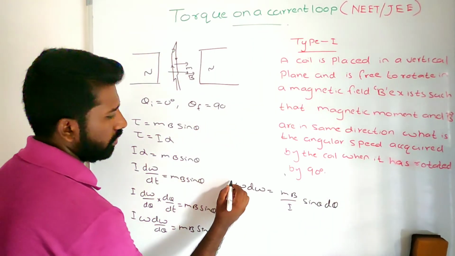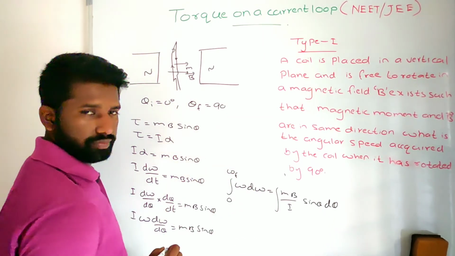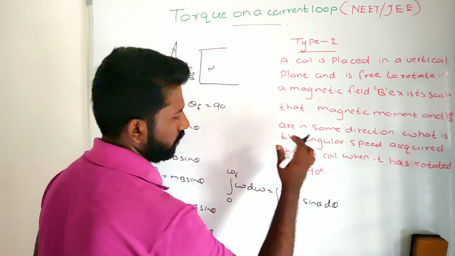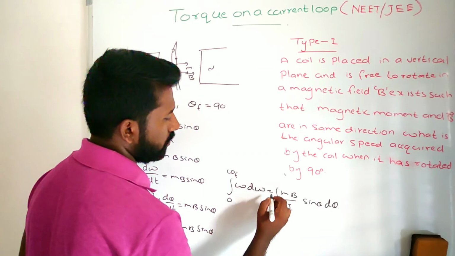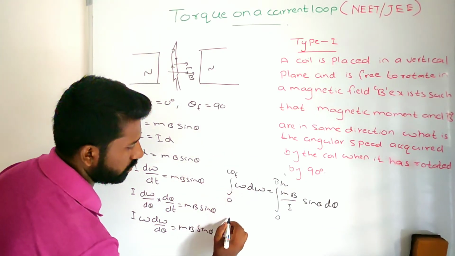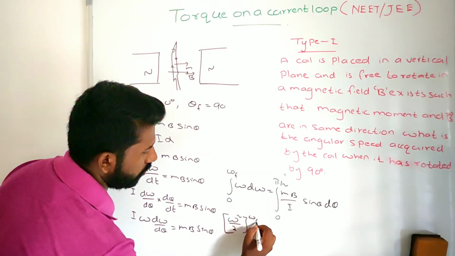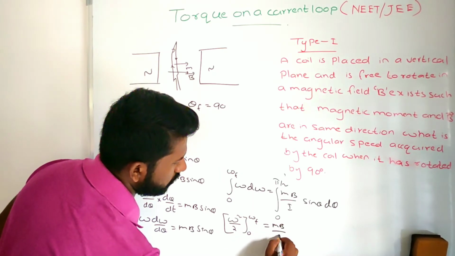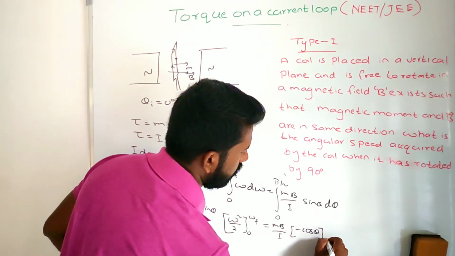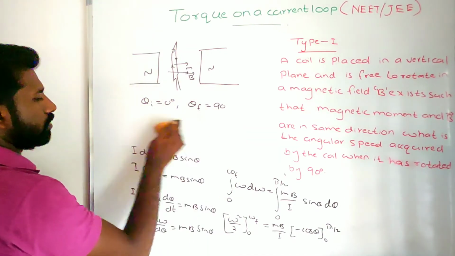Okay, now I can integrate this side and this side. This is from 0 to omega f, which is the final angular speed. What about the angle change? Initially 0 and finally pi by 2. Okay, now we can see this. What will you get? Omega square by 2, from 0 to omega f, and mB by I is a constant. Integration of sin theta is minus cos theta. Lower limit is 0, upper limit is pi by 2.